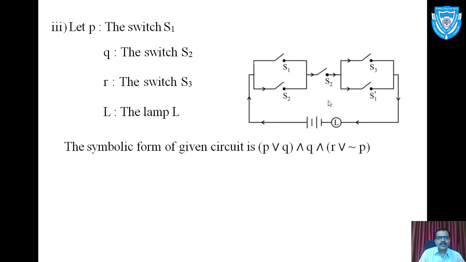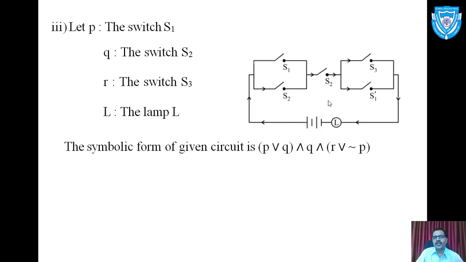Third example, again here one switching circuit is given to you, and that switching circuit we have to transform into a proposition. So the simple statements P, Q, R, and the statement L for the lamp we are using here. And how many loops are there? 1, 2, 3, total 3 loops. In the first loop the switches are parallel. In the second loop there is only one switch S2, and in the third loop the switches S3 and S1 dash, they are parallel to each other.